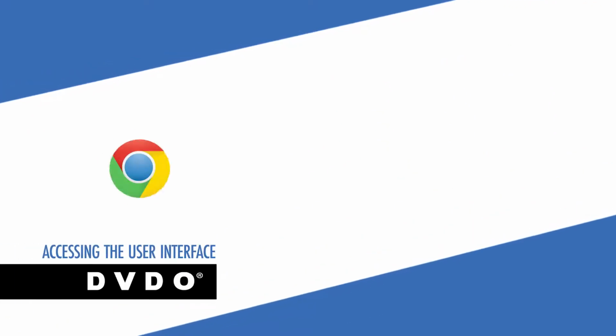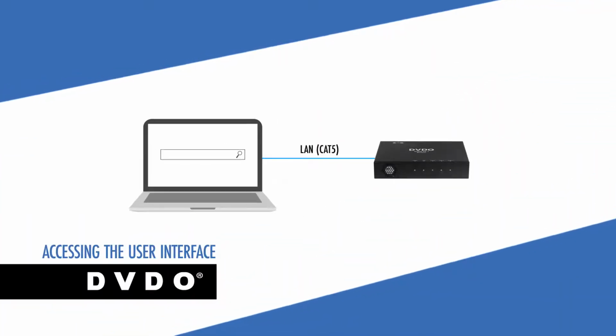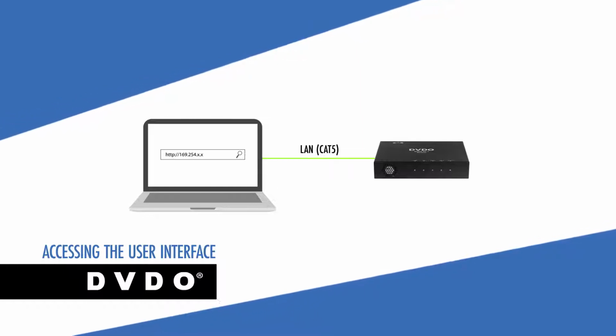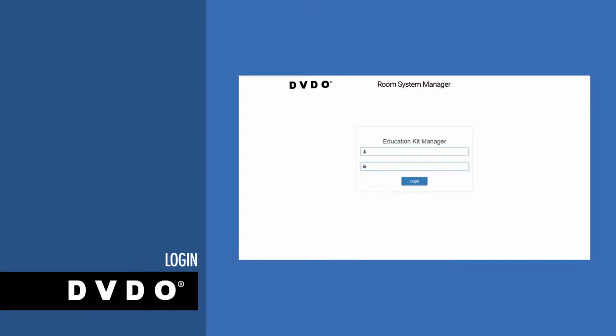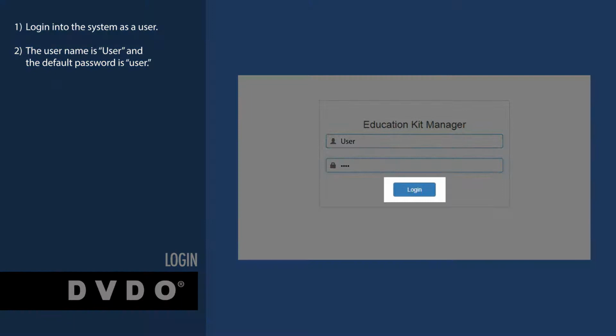The web UI control is accessible through a browser like Chrome, Firefox, Safari, etc. 1. Connect the LAN port of the receiver to your PC using a straight UTP cable. 2. Input the IP address in your browser and press Enter. To control the system without having to interact with the control panel, you can log into the system as a user. The default username is user, and the default password is user. Click Login to enter the user control page.